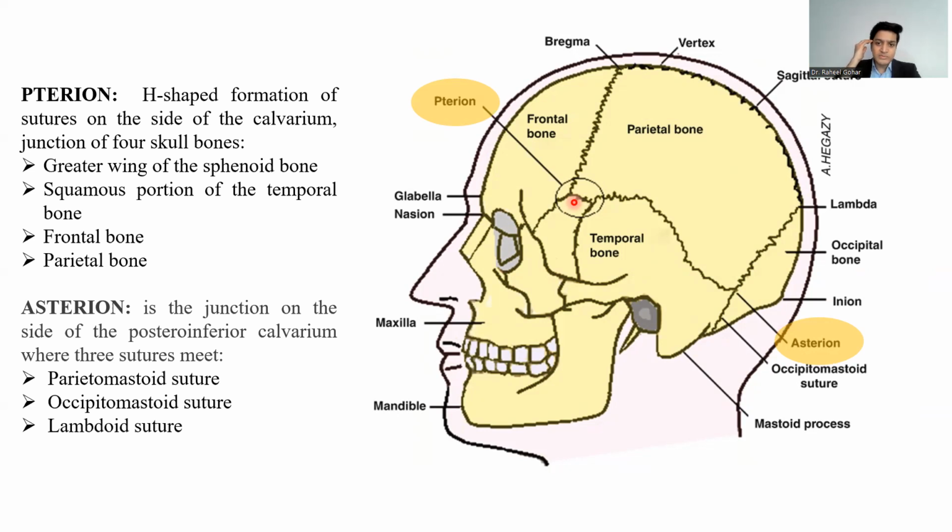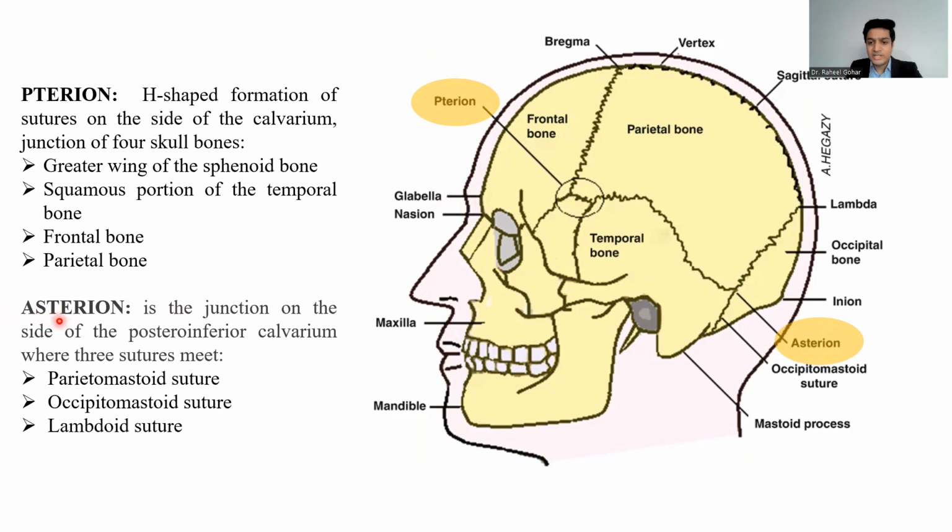Below this point, there is an artery known as the middle meningeal artery, which runs above the dura. Whenever there is a blow to this pterional area, it gets fractured and ruptures that artery, resulting in the formation of an extradural hematoma. So this is the pathological significance of this point.